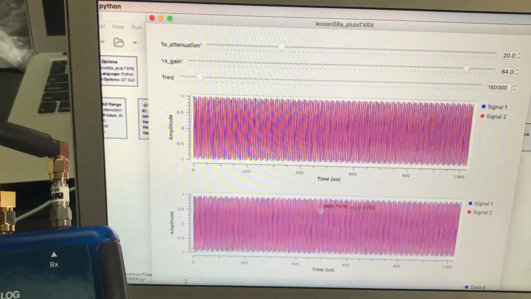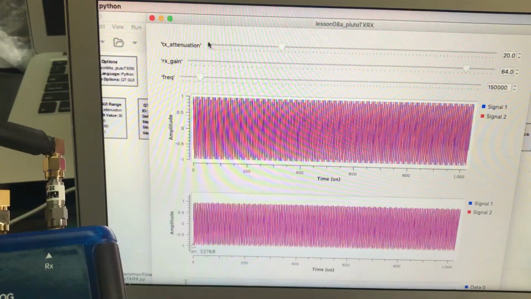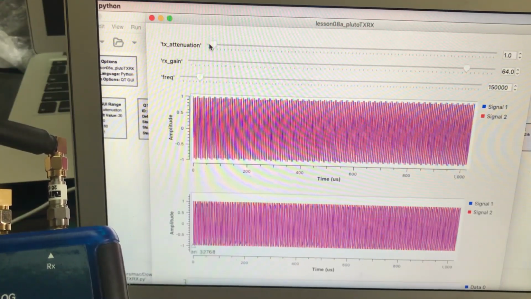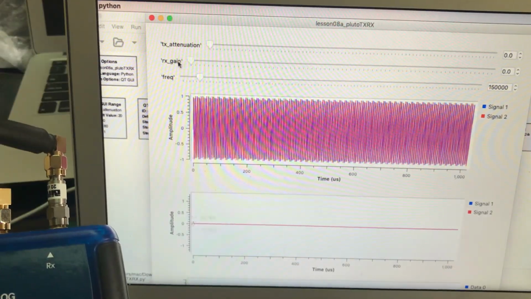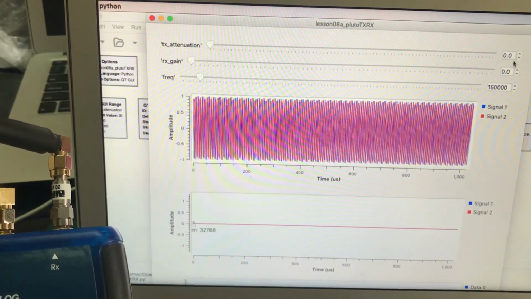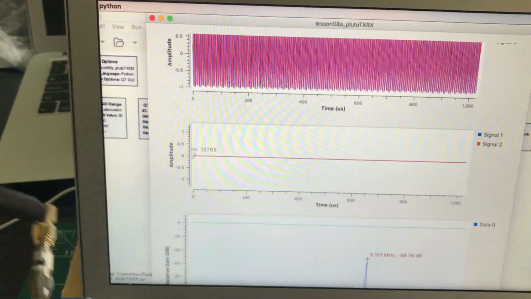Now, this was my receive signal. So I'm going to bring my TX attenuation down to 0 and RX gain down to 0. Both of these values are 0. Let's look at our spectrum, the spectrum that I'm seeing right now.